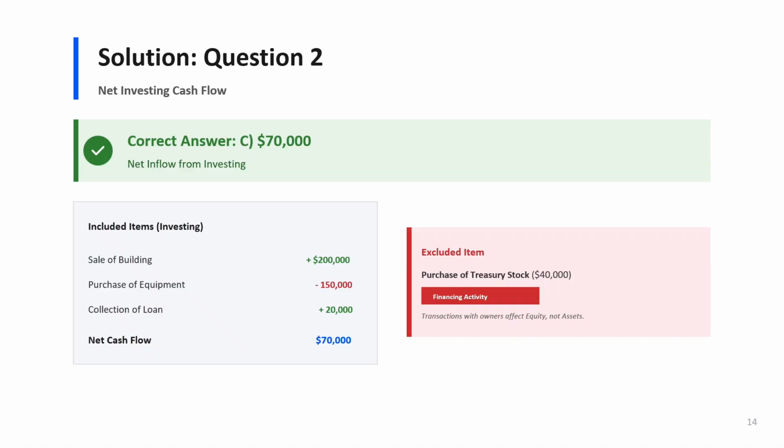The purchase of stock is a financing activity because it involves transactions with owners and affects equity, not long-term assets. So we add the inflows and subtract the outflows for investing activities to arrive at the net cash flow. Okay, so this highlights the importance of correctly classifying each transaction before you start the calculation, because if you look at the other options, if you include them, you would get a number that would make you feel very confident because it is also usually one of the options.